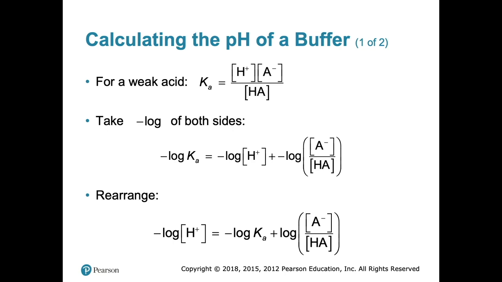Okay. And then you can rearrange the equation so that it says the negative log of the hydronium ion concentration equals the negative log of the Ka plus the log of the conjugate base divided by the acid. And something should already look familiar to you, and it's this right here. What is that right there? Exactly, that's pH. So all you need to do is plug in the Ka, plug in the concentration of the conjugate base, plug in the original concentration of the acid, and you get pH.